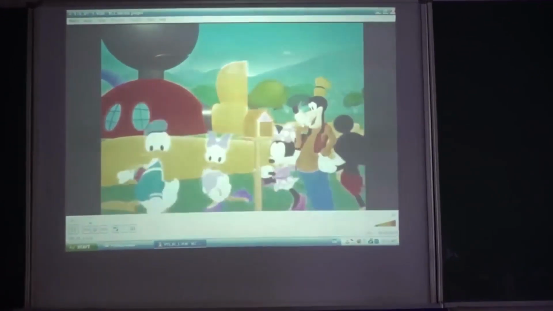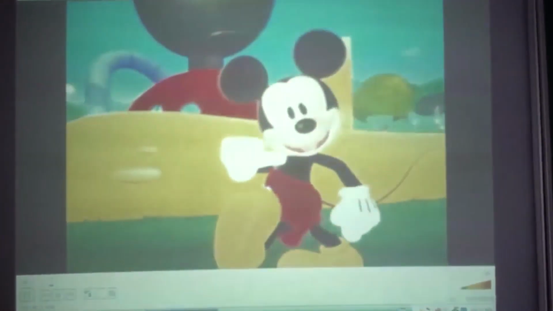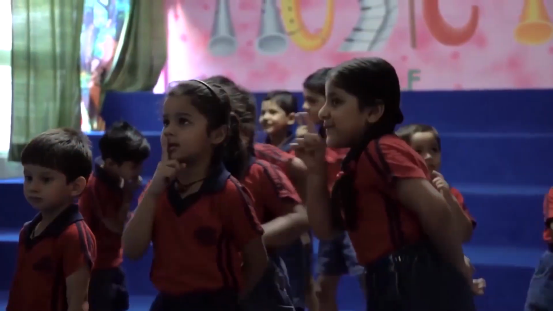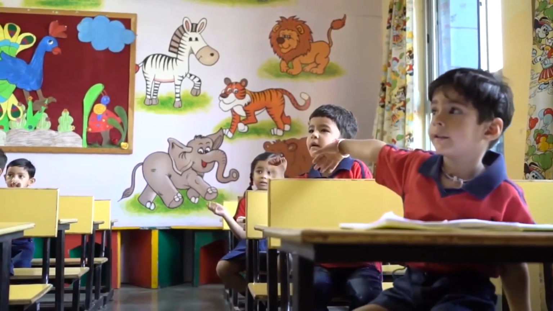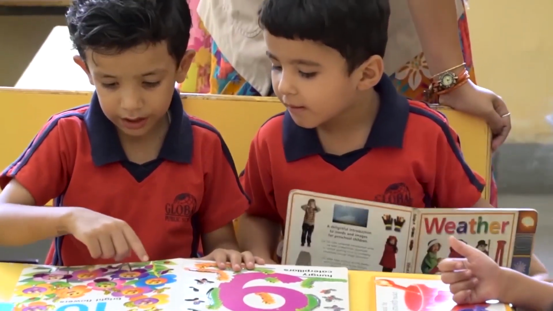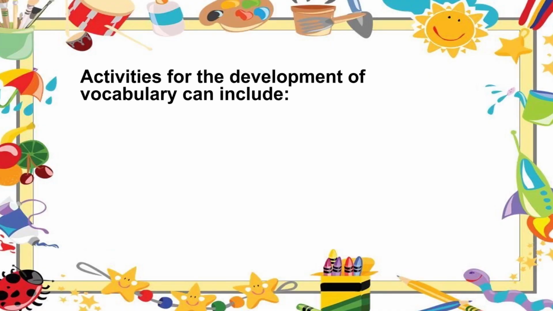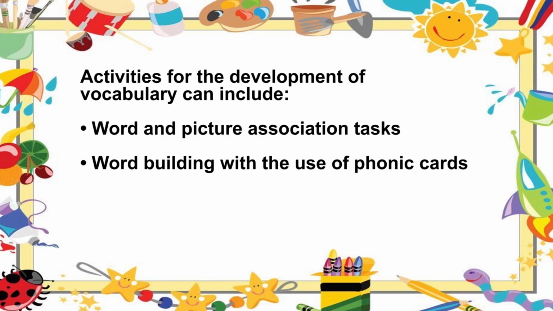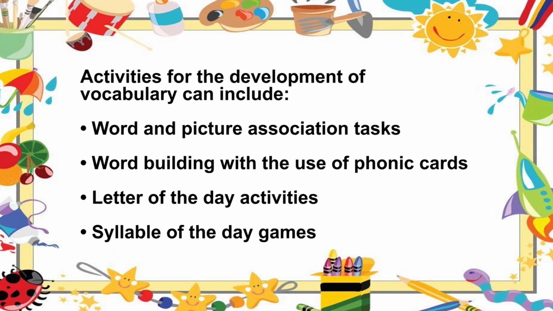Adding a visual, tangible structure to the auditory acquisition that the child has developed will promote reading and writing, and therefore language readiness. Activities for development of vocabulary can include word and picture association tasks, word building with the use of phonic cards, letter of the day activities, syllable of the day games, and so on.